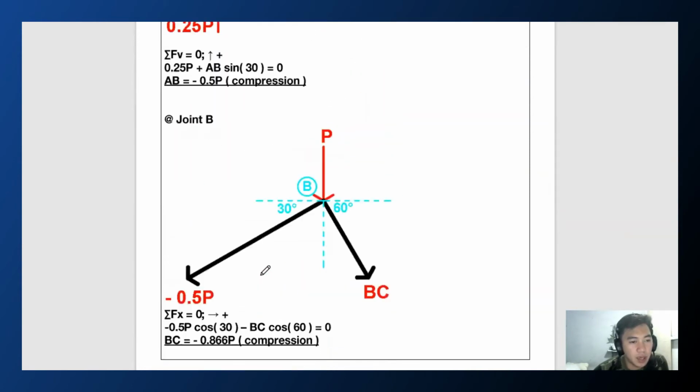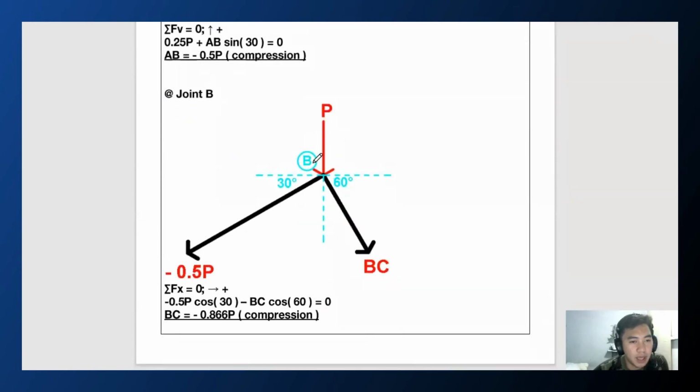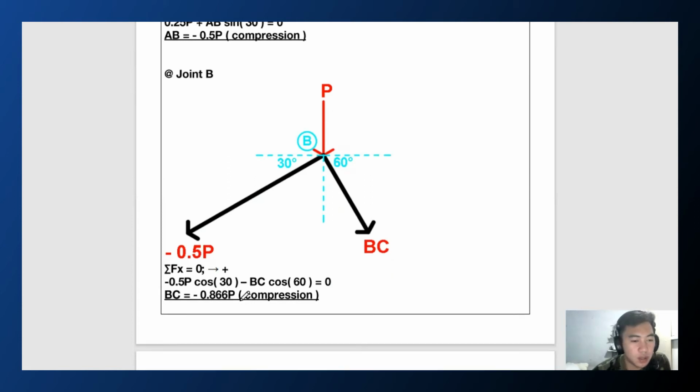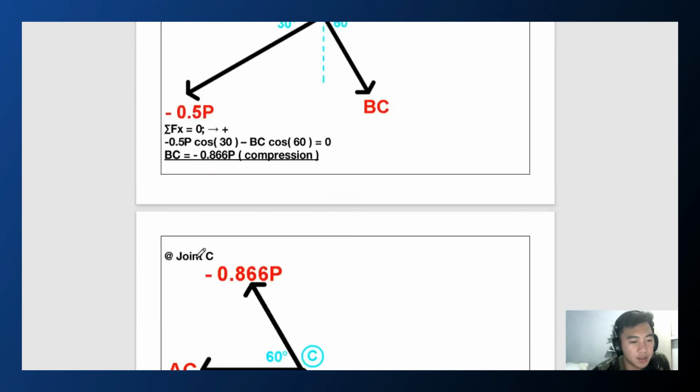The next step is joint B. Remember, we have assumed that the fictitious force is downward. According to this joint, we can solve for the value of BC. By summation of forces along X, we get BC equal to negative 0.866 P, which we assume to be compression since it is negative.